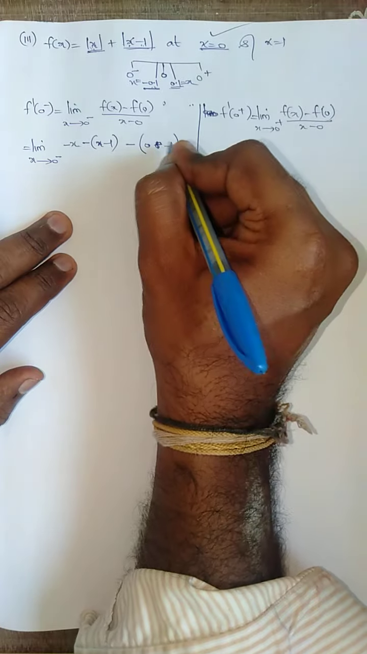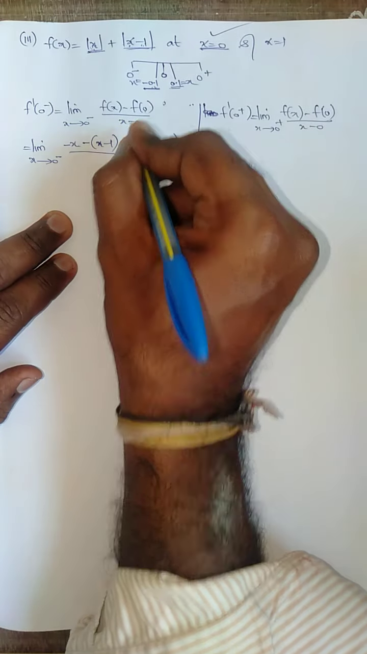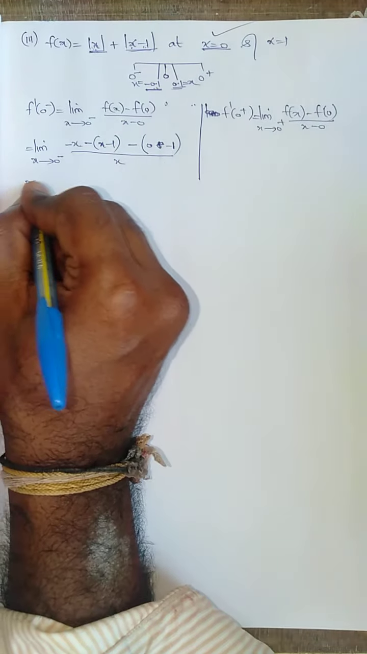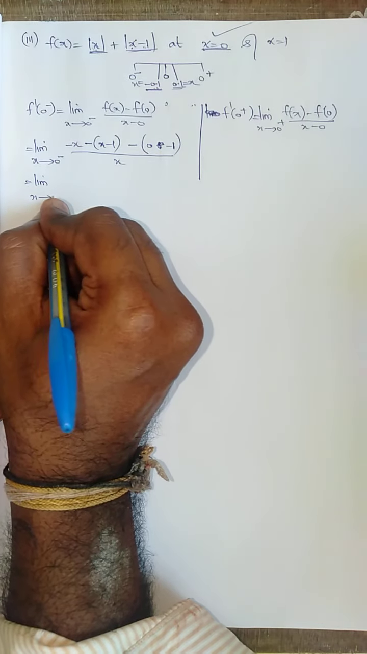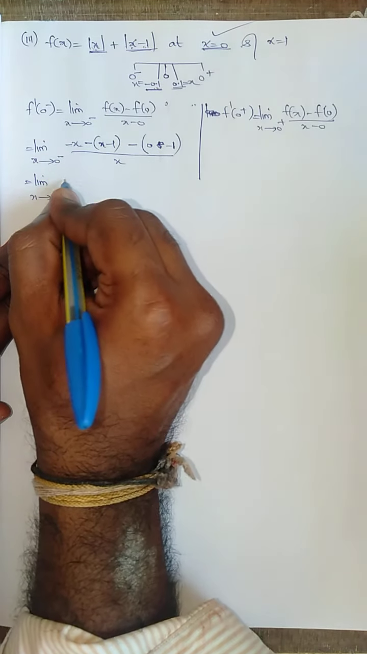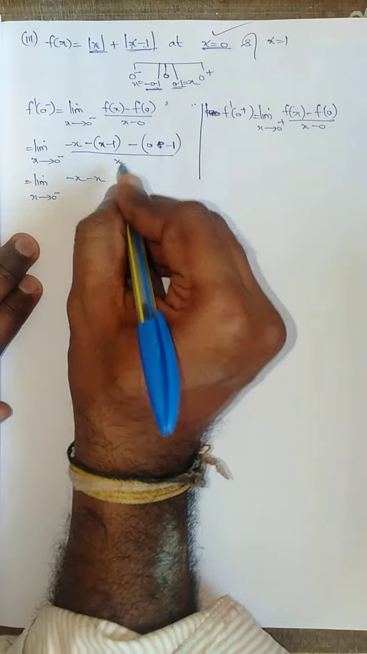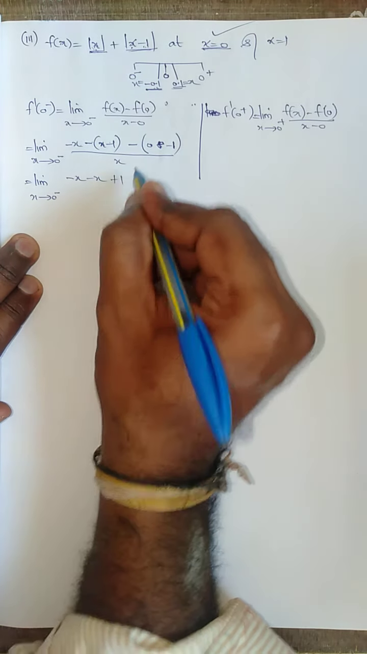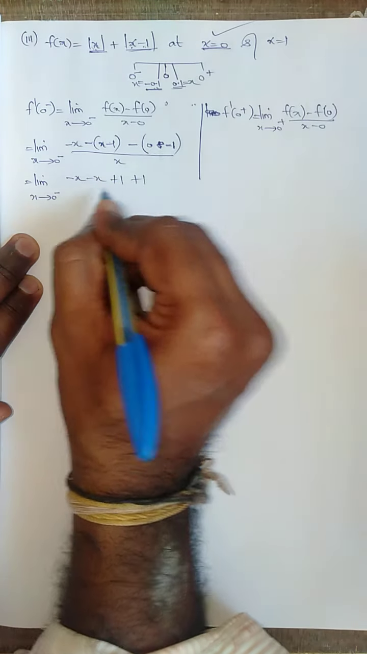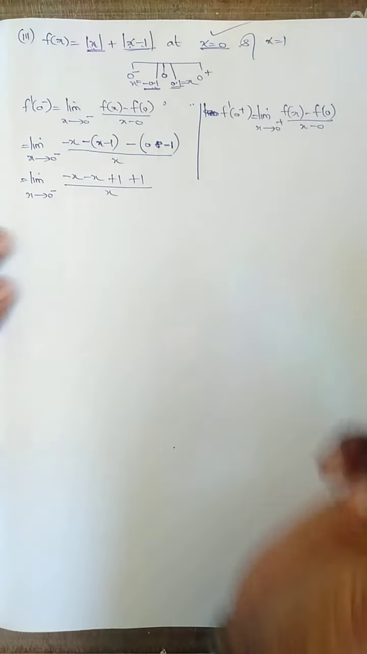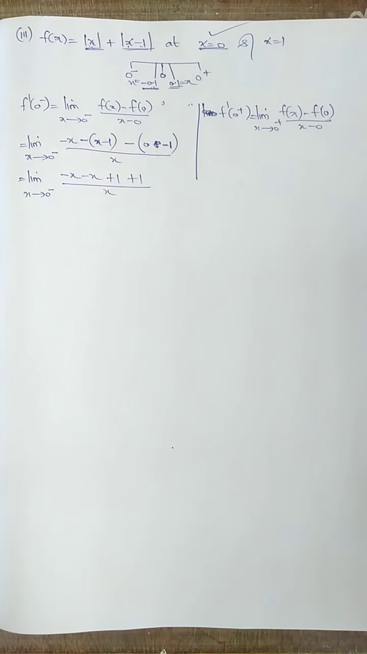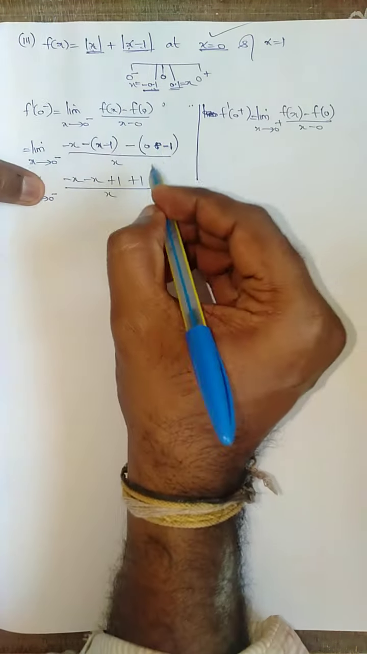I erase and put minus 1. Divide by x minus 0 is x. So limit x tends to 0 minus. Listen carefully. This is minus x minus into minus plus 1, minus into minus plus 1, divided by x. I have done a small mistake, students.